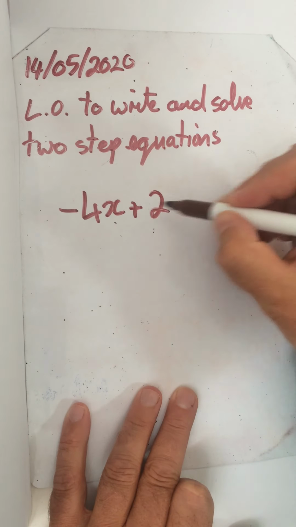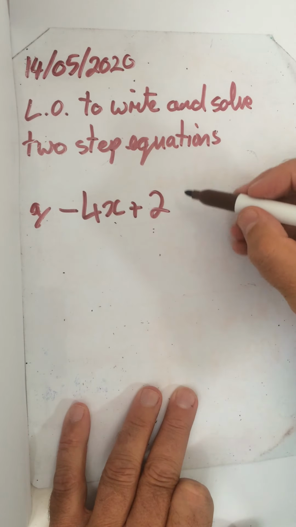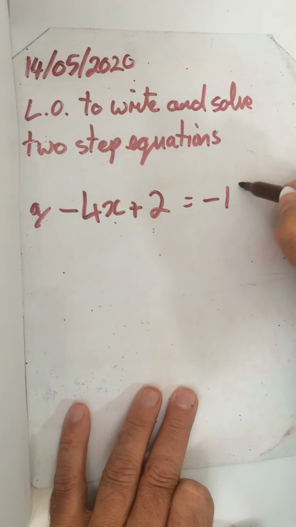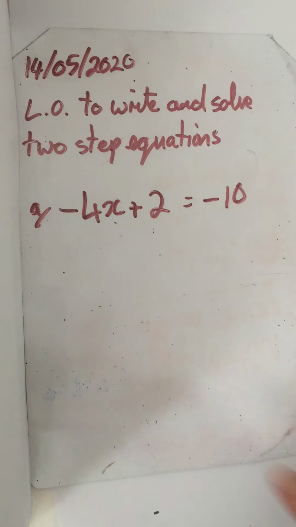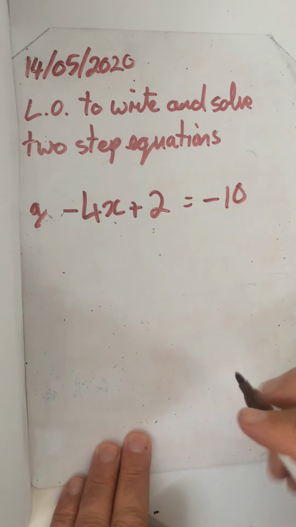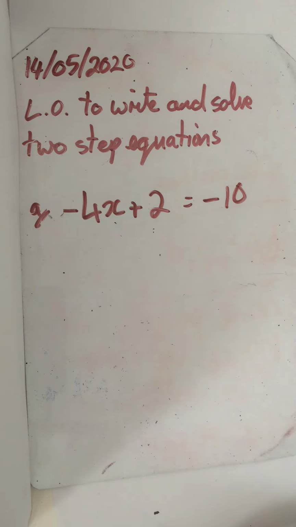Okay, could you please call this question A? Could you have a go at this in your books, please? Minus 4x plus 2 equals minus 10. Okay, so see if we can deal with those negative numbers. Pause the video. Have a go at that, please. Press play when you're done.